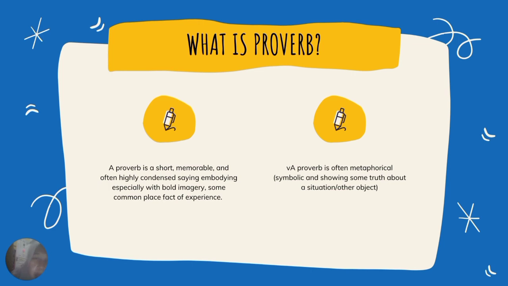Let's go to the first part. What is a proverb? A proverb is a short, memorable, and often highly condensed saying embodying, especially with bold imagery, some commonplace fact of experience. It is said that a proverb is often metaphorical or symbolic and shows some truth about a situation or other objects.